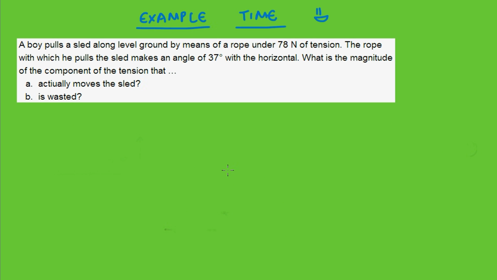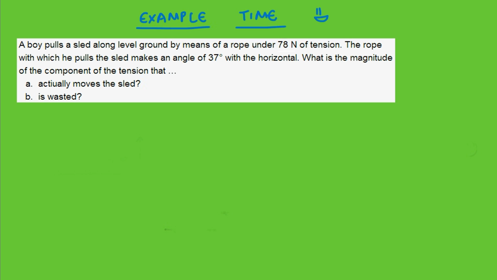Now let's take an example. Alright, so we have an example here. The example says a boy pulls a sled along level ground by means of a rope under 78 newtons of tension. Now you need not know what tension is, but this is actually force. Newton is the unit of force. It's named in honor of the scientist Isaac Newton, on whose laws physics is actually based. So we have 78 newtons of force.